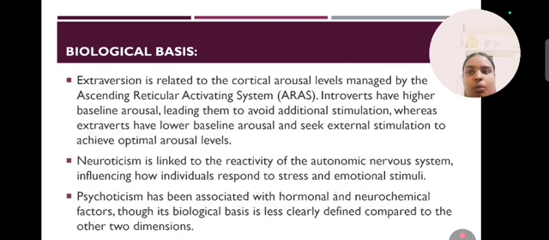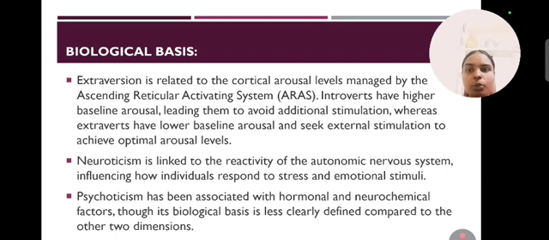Biological basis. Extraversion is related to the cortical arousal levels managed by the ascending reticular activating system, ARAS. Introverts have high baseline arousal, leading them to avoid additional stimulation, whereas extroverts have lower baseline arousal and seek external stimulation to achieve optimal arousal levels.